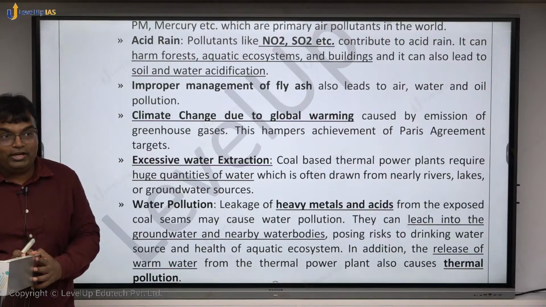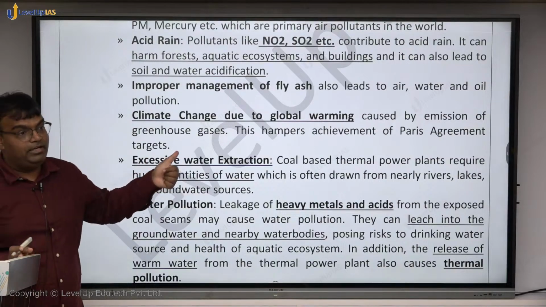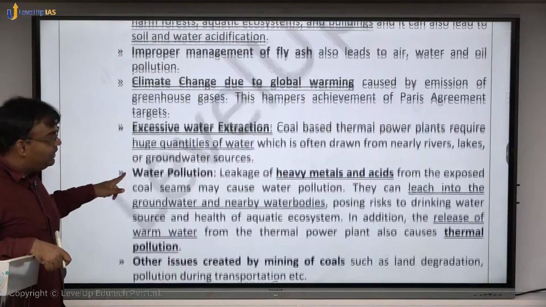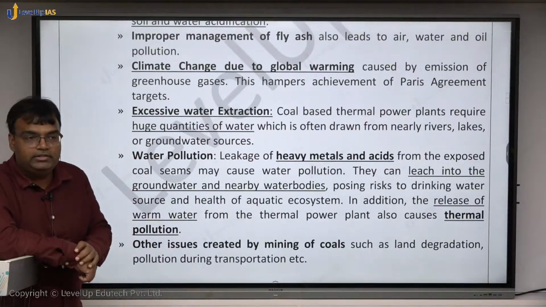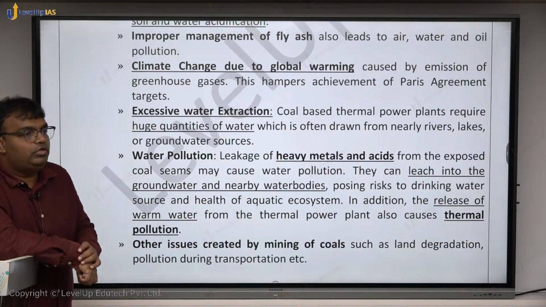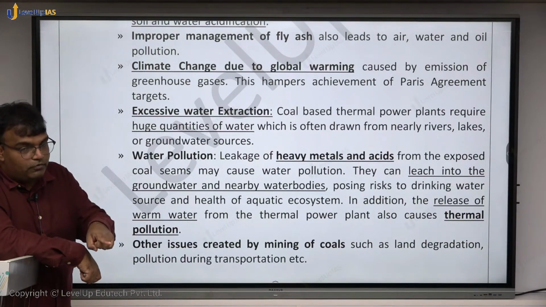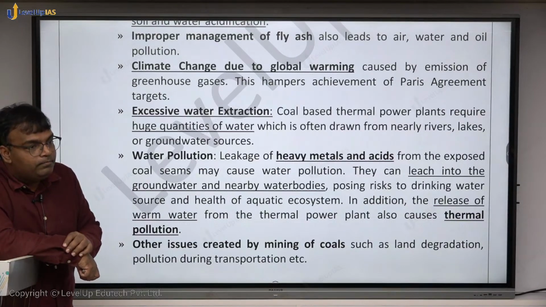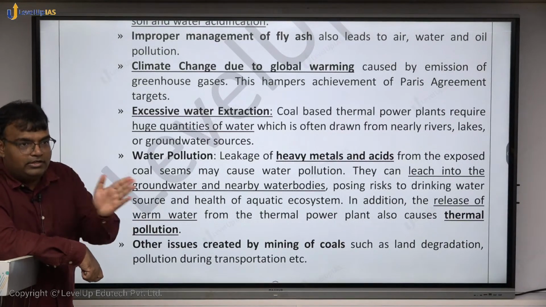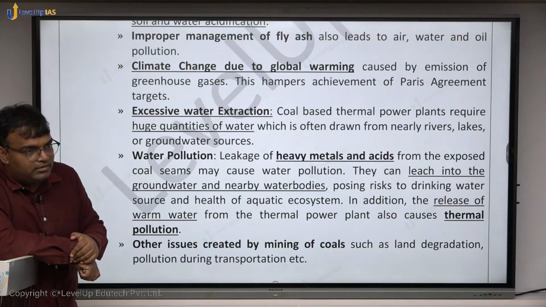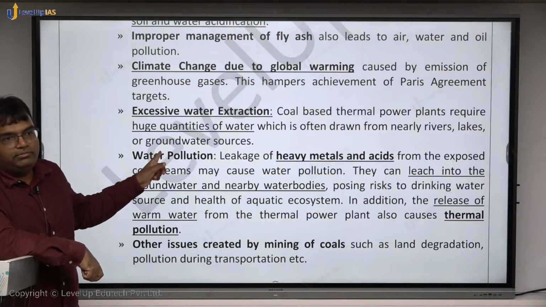So, negative environmental impact: it's also causing global warming. It's also causing climate change. Then coal-based thermal power plants use a lot of water. Why would they use a lot of water? One, for washing coal so that fly ash is reduced. Also for coolant, heat transfer, steam generation, rotation of turbine. Excess water utilization becomes an issue.